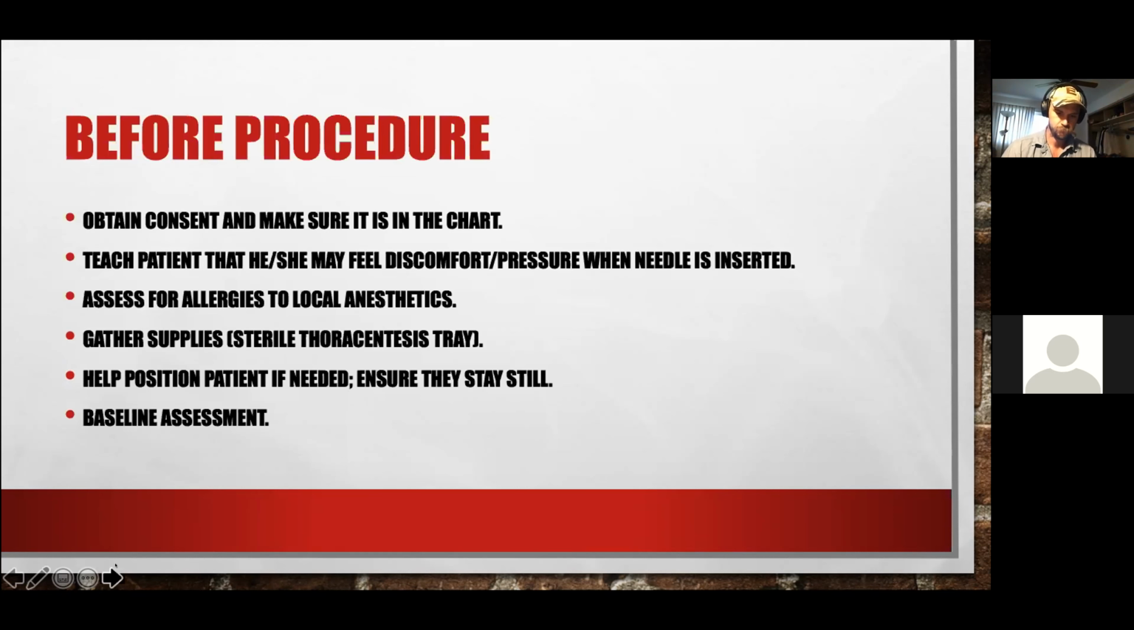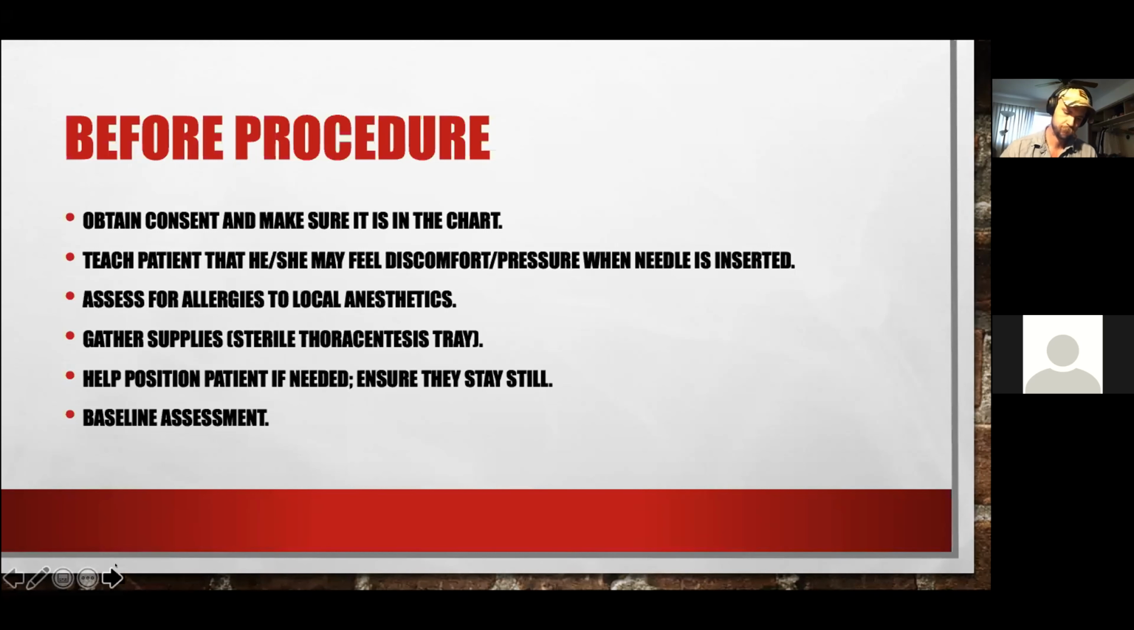So this is the nurse's role. Before the procedure, we're going to obtain consent, make sure it's in the chart. Obviously, if this was done in an emergency situation and they're not conscious, we don't have to go through that. We're going to do the life-saving procedure. We're going to tell the patient that they're going to feel a little bit of discomfort, maybe pressure when the needle's inserted, which is obvious. I think you're putting a pretty big needle into their chest cavity, so I think that goes without saying. But just making sure you're telling the patient that.